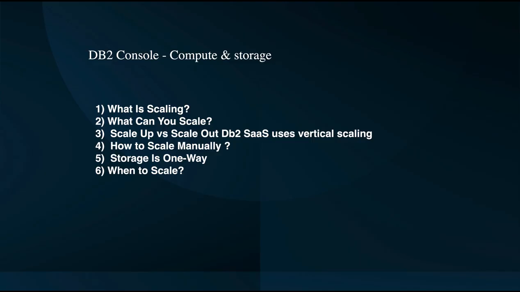Auto scaling. Auto scaling lets you define a threshold and step size so IBM Cloud scales resources automatically when utilization crosses a limit. No manual intervention needed. It is scale up only. Resources will not shrink automatically when demand drops.